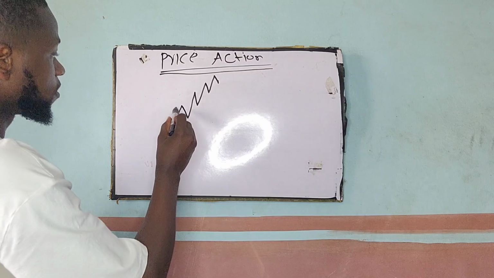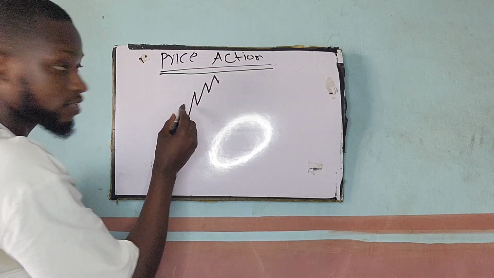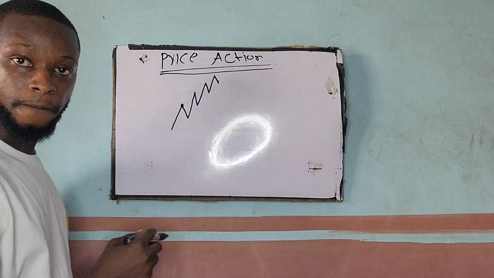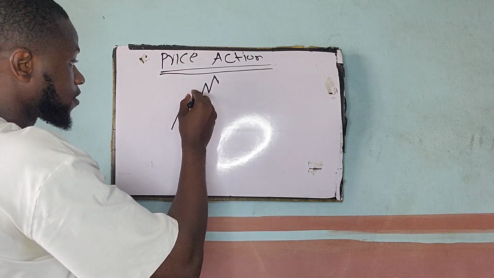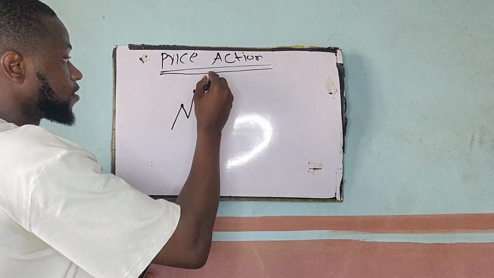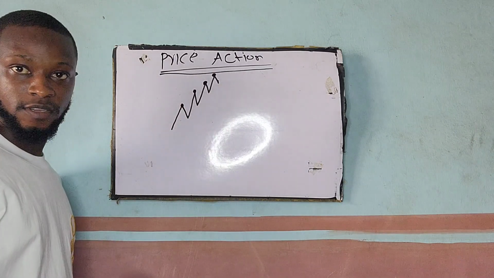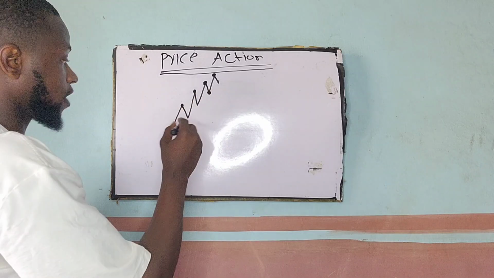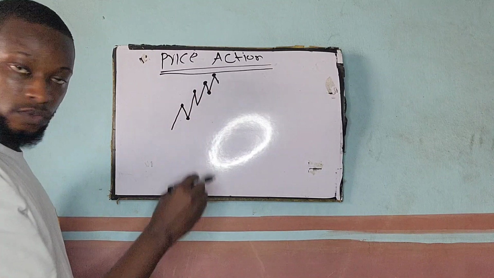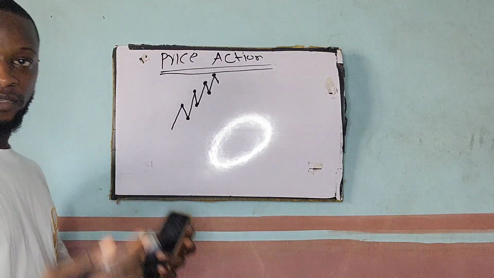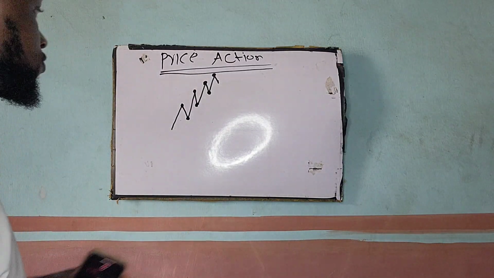Pay very well. This is the first high right here. This is the second high right here. This is the third high right here. This is the fourth high right here. Let me start from here. This is the first low. This is the second low. And this is the third low. So let me show you how the market works.